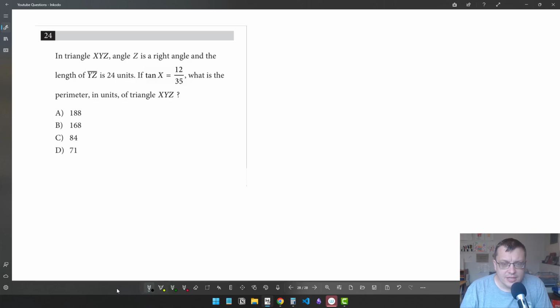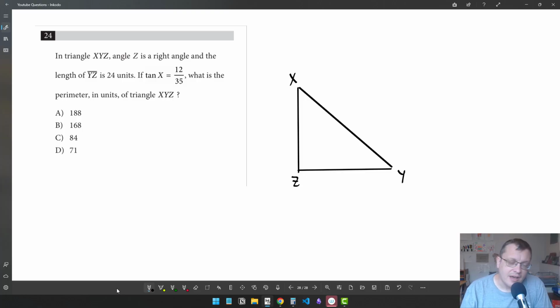24, we've got this triangle XYZ. Z is a right angle, so let's go ahead and sketch this. So here is Z, and we'll call this X and Y. Where you put the X and the Y doesn't really matter at this point. I could have done the Y at the top and the X on the bottom, and it makes no difference. So this is a right angle.